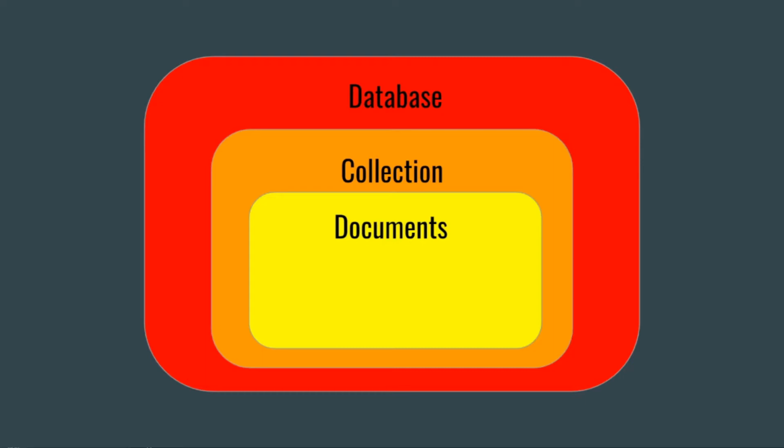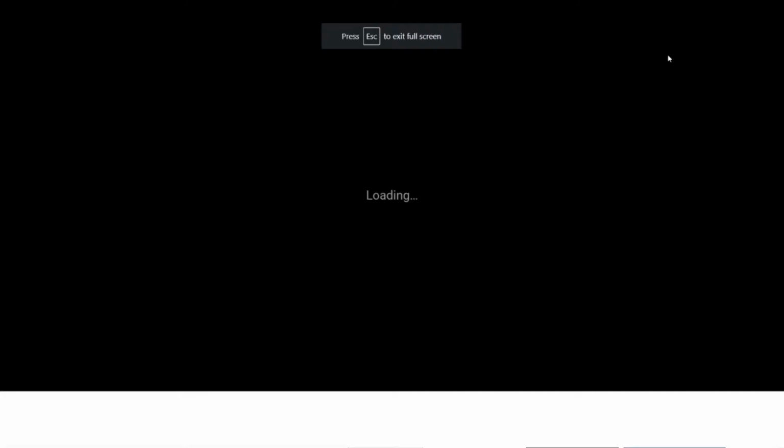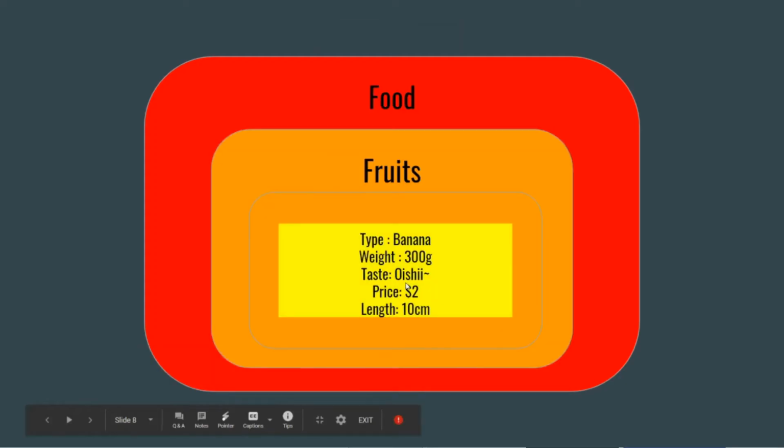For example, let's say your database is food, and your collection is fruits. As you can see, fruits is a subset of food. Within the fruits collection, it can contain many documents, and a document contains many fields. So let's say in this particular document, there's the name banana, the type of fruit, then the details of the fruit, and so on and so forth.